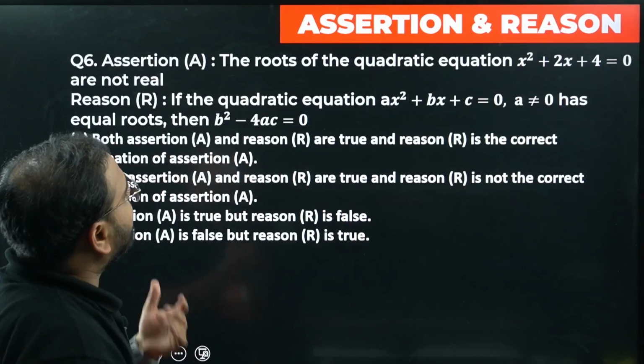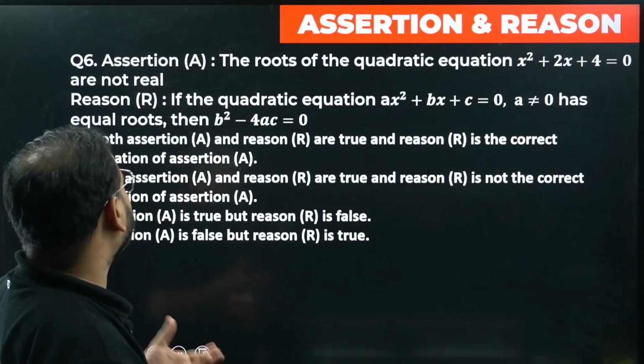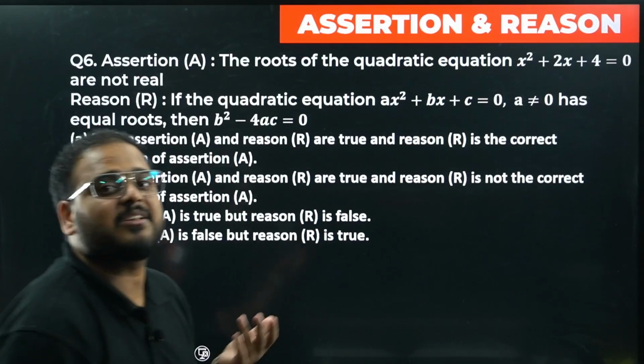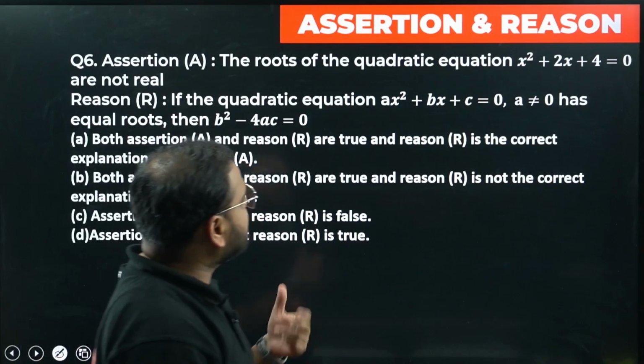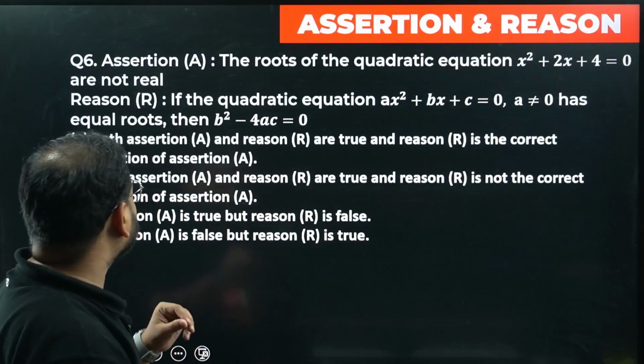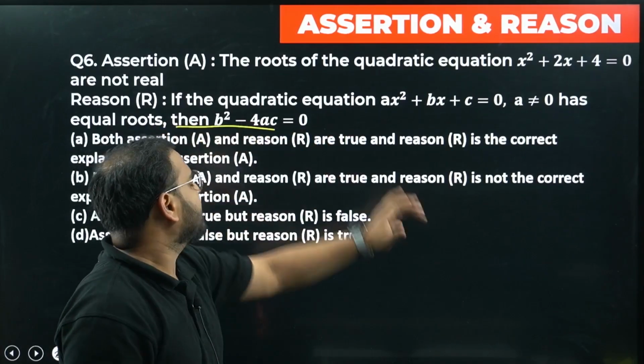So the roots of quadratic equation x square plus 2x plus 4 equals to 0 are not real. How can we say that? We have to check the discriminant. We'll check that. Second one, if the quadratic equation ax square plus bx plus c, the standard form, has equal roots, correct.